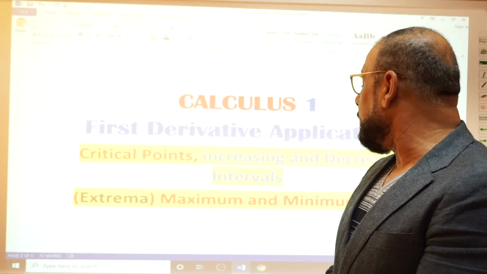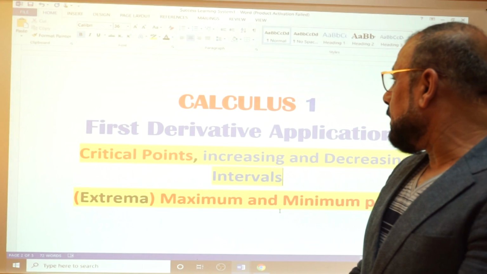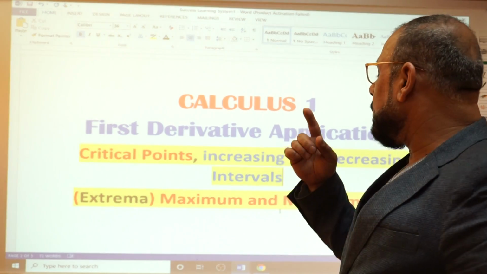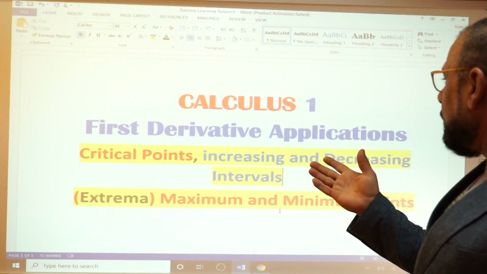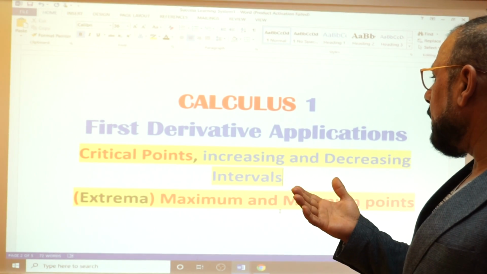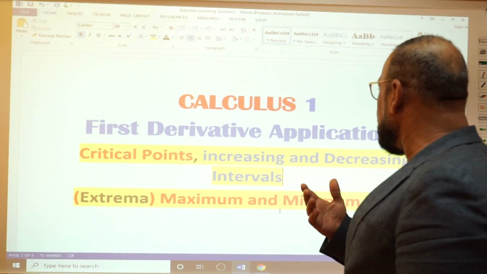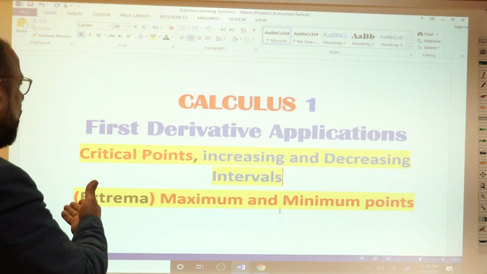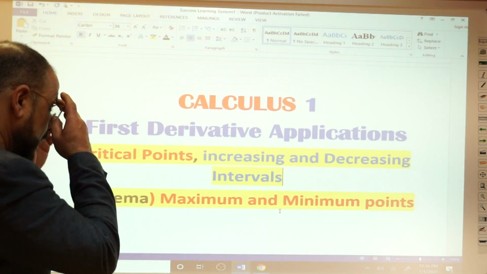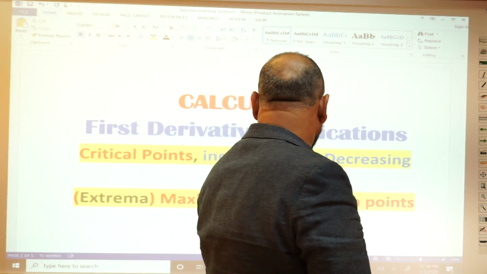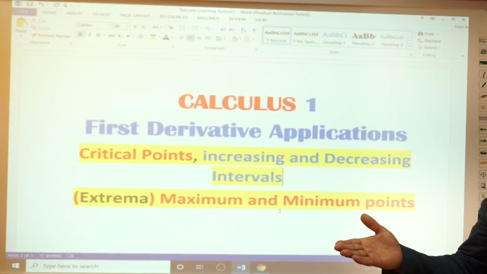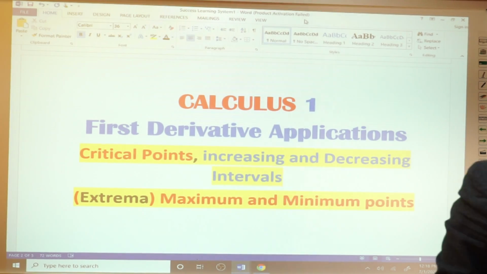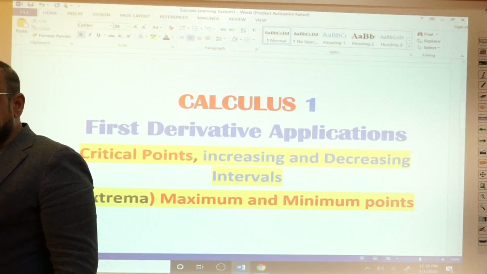Today we're gonna go back to Calculus 1. Some of the students asked me to explain the concept of the first derivative and what we can get from the first derivative. The first application of the first derivative is to find the critical points, increasing and decreasing intervals, and the extrema points, the maximum and the minimum points. Okay, let us see what we can do.